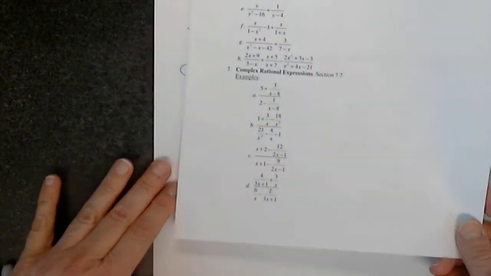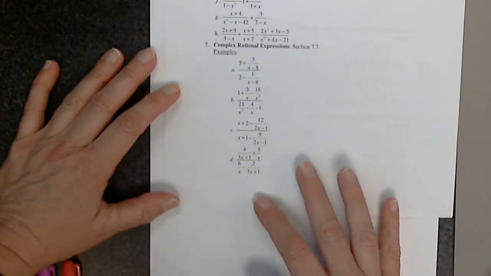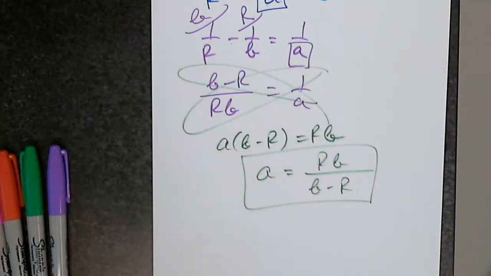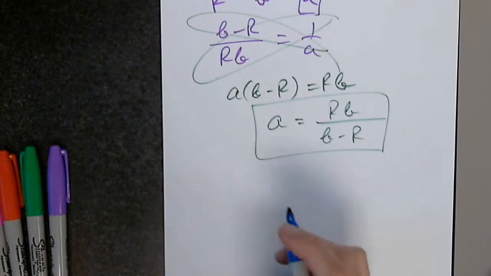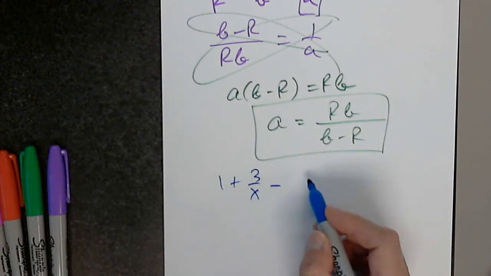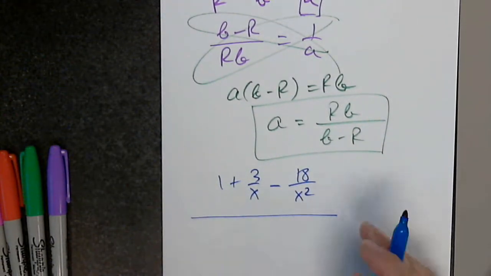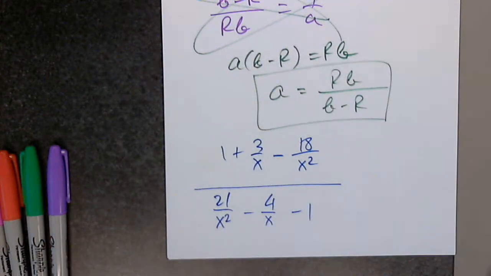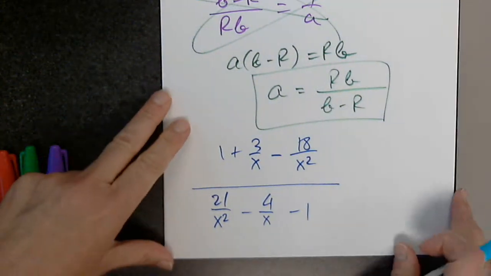Really, the last topic of this semester is this. Nothing new. I just need to show you a couple of examples, and you'll see in a moment why I say nothing new. Okay, so let's look at, like, 1 plus 3 over x minus 18 over x squared, and everything divided by 21 over x squared minus 4 over x minus 1. Okay, these are called complex rational expressions. Why? Because they have operations with fractions at the top and operations with fractions at the bottom. That's all. It sounds like it's difficult.